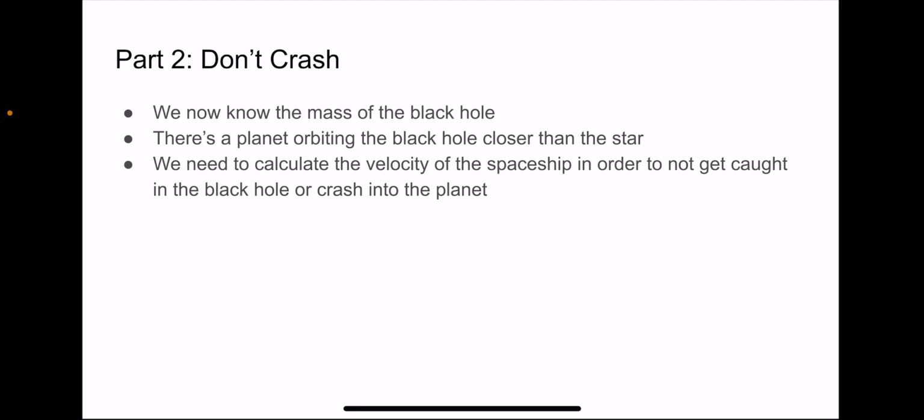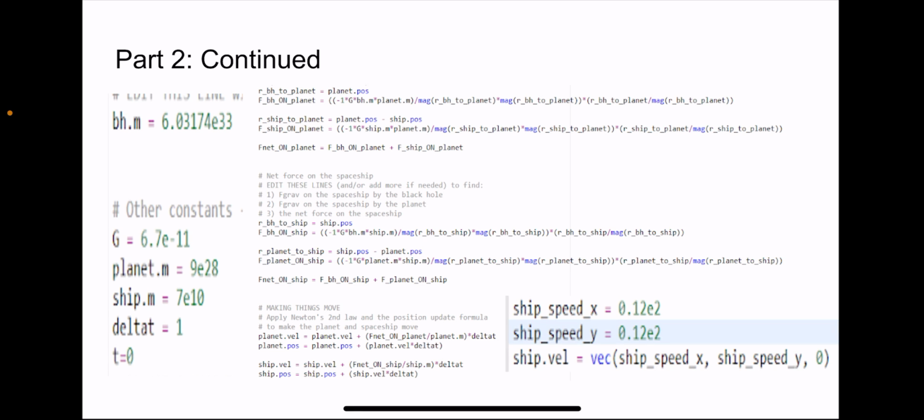And part two, don't crash. We know the mass of the black hole, and there's a planet orbiting the black hole closer than the star. Now we need to calculate the velocity of the spaceship in order to not get caught in the black hole or crash into the planet. And once again, here are our knowns. From the last part, we know the mass of the black hole.